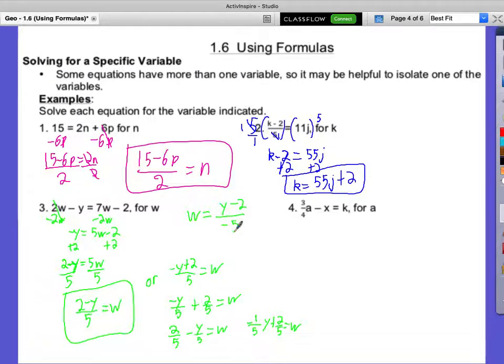Yes, Jocelyn. So what if you put negative y equals 5w minus... Well, what were we solving for? Oh, so I have to divide by 5. Yeah, so negative y over 5 plus 2 equals... You have to add the 2 first and then divide by 5. But yes. Any other question on this one?